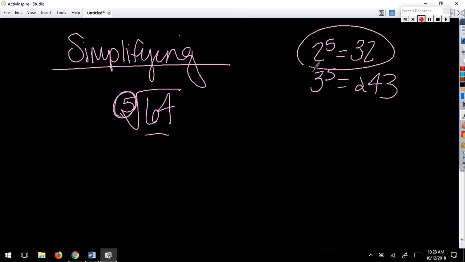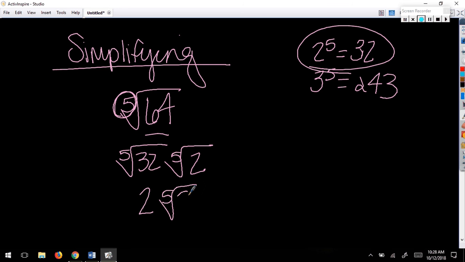All right, so I'm going to do the 32. So now I get the 5th root of 32 times 2, right? Because 32 times 2 is 64. And so I get 2 times the 5th root of 2. So it's the exact same process that I used before, only now I'm looking at bigger roots, okay?